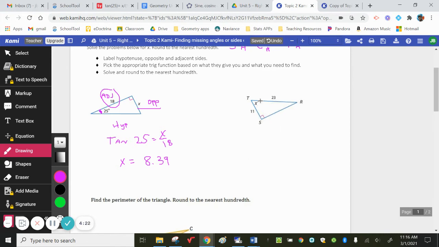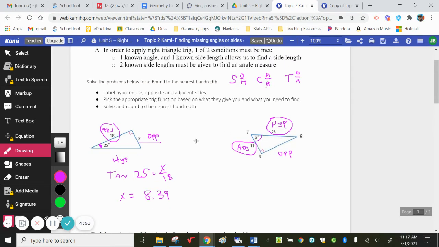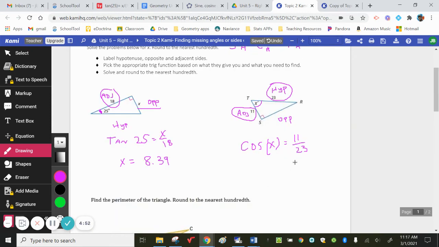Now I want to find the measure of this angle x. Here's the angle that I'm going to call my reference angle. So go ahead and label what has to be the opposite, the adjacent, and the hypotenuse. In this case, the length of the adjacent side is 11 and the length of the hypotenuse is 23. So I'm going to choose a function based on the two lengths that I'm working with. Which function uses the adjacent and the hypotenuse? That's the cosine function. So now let's write an equation for the cosine function. My equation looks like this: the cosine of the angle, in this case x, is the ratio of the adjacent side 11 over the hypotenuse 23.